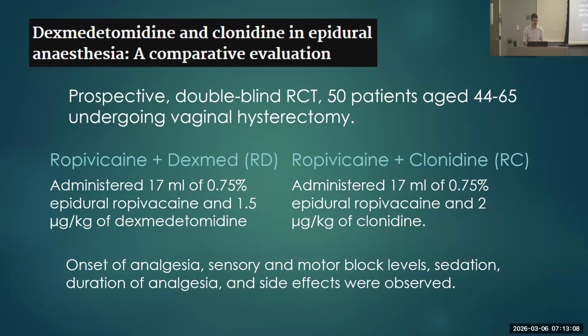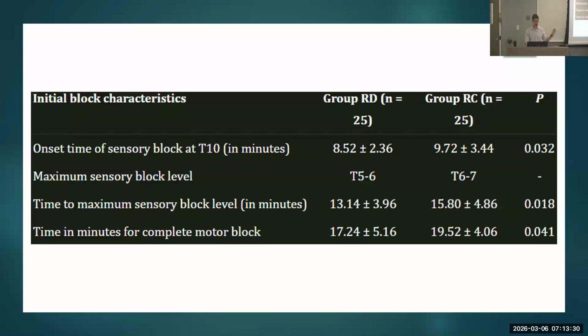Okay, with that aside, they broke their patients up into two groups, ropivacaine and Dexmed, or ropivacaine and clonidine. They gave them the same amount of local and equipotent doses of their alpha-2 agonist. They looked at how quickly the analgesia came on, sensory and motor block levels, sedation, duration of analgesia, and side effects. In terms of how the block initially came on, the onset time of a sensory block up to T10 in the dexmedetomidine group compared to the clonidine group was about a minute and a half faster. Maximum sensory block level was about a spinal level higher. Time to maximum sensory block was 2.5 minutes faster. Time to a complete motor block was, again, 2.25 minutes faster.